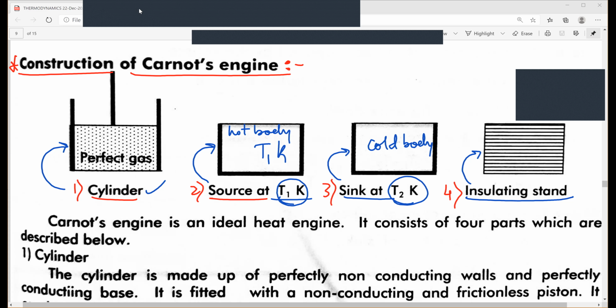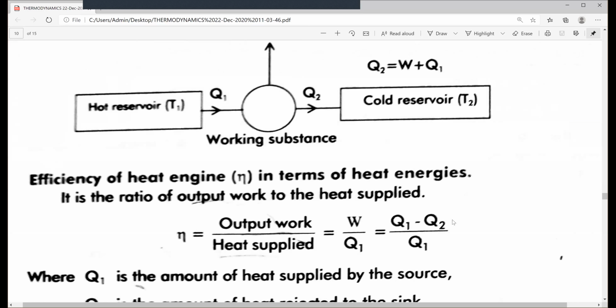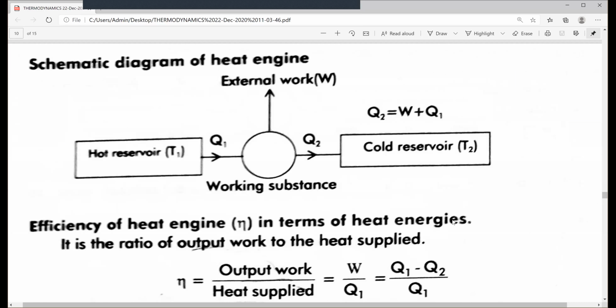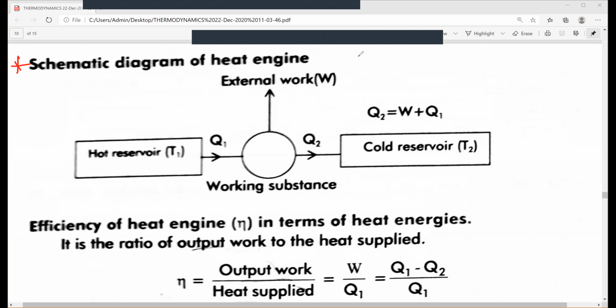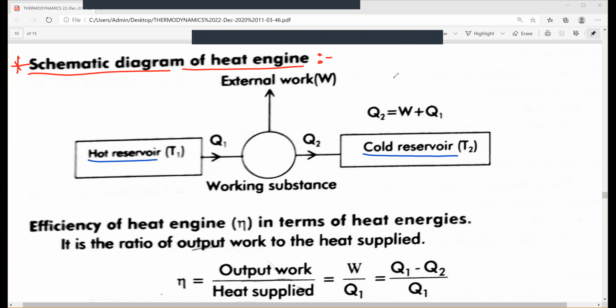So next we shall see the schematic diagram. This is one of the diagrams used to represent the schematic diagram of a heat engine. It is represented like this. It consists of a hot reservoir which is maintained at temperature T1 and a cold reservoir which is maintained at T2. The external work done we take as W1. Here, this is the working substance.